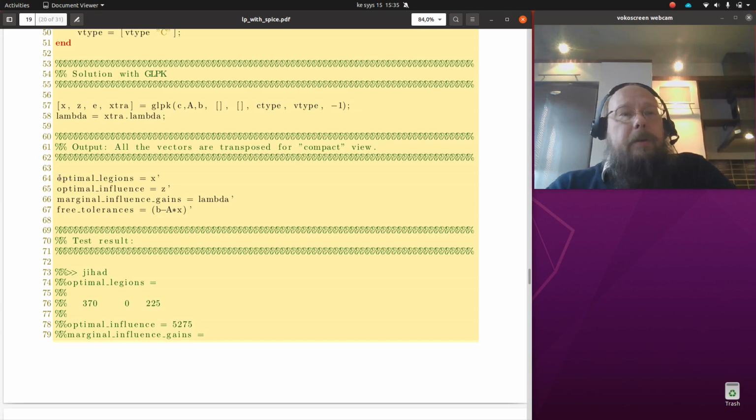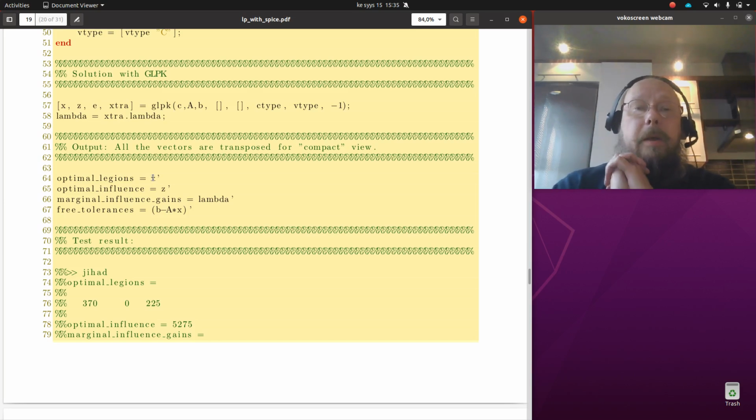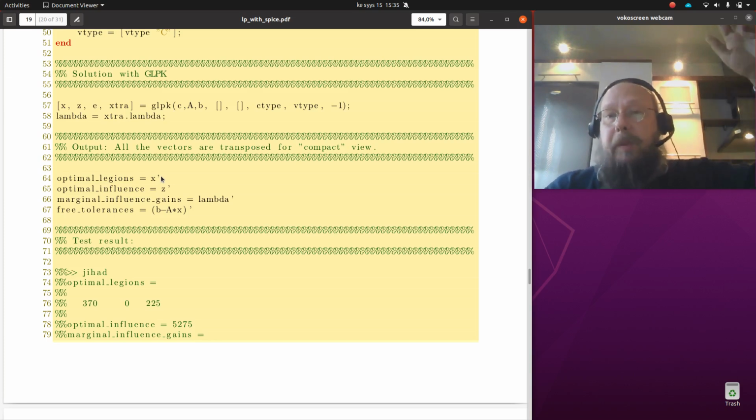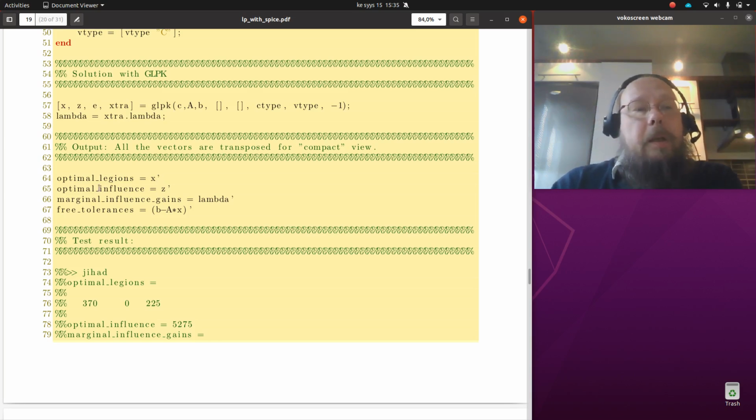So now I take a variable called optimal legions, which will be X, so that's the optimal solution. It will give me information on how many different legions I have in the rapid deployment force. I make it a row vector, so that I don't have to scroll the output, because column vectors will take too many lines. The same for optimal influence, which will be the Z. Again, I transpose it so that the output is shorter.